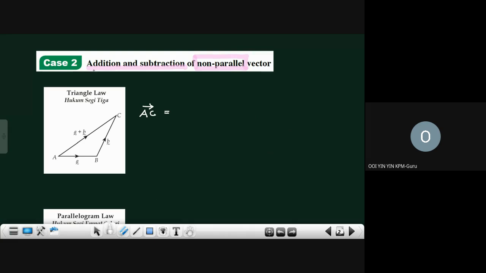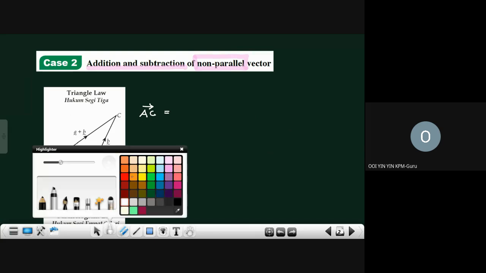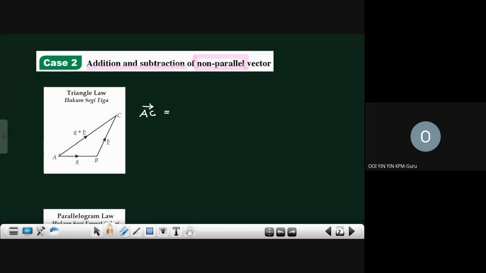Okay, now we start with the first one, triangle law. Okay, most of the vector you see in the form of a triangle like this. Okay, and then what we want to find is AC, vector AC. Take a look at your AC here. AC, you know, is this line, right?